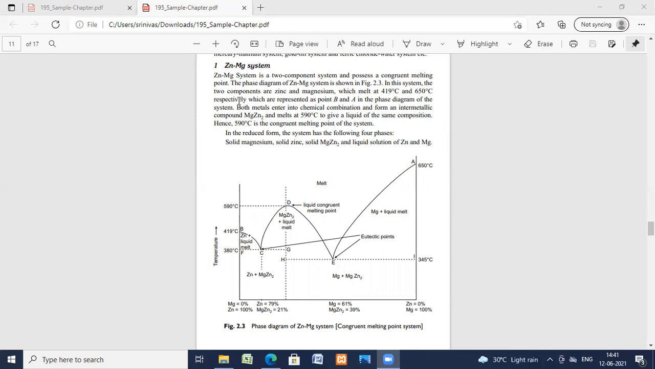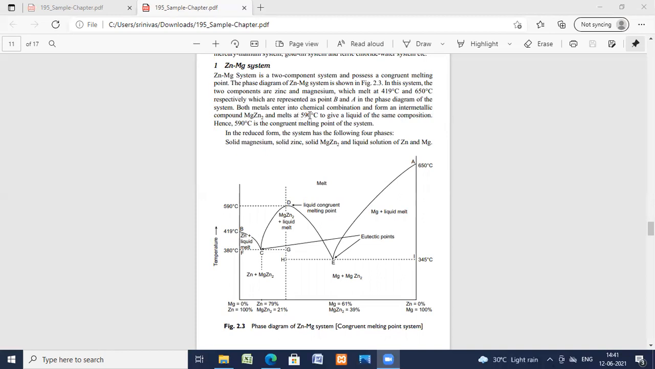Both the metals enter into chemical combination and form the intermetallic compound MgZn2.